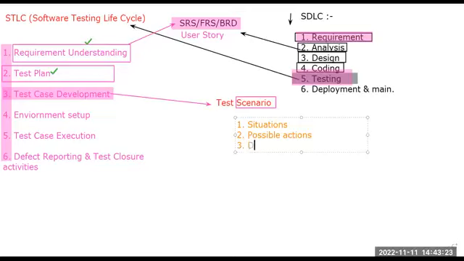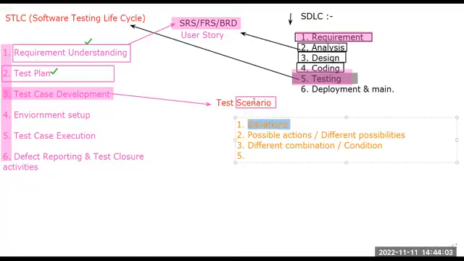I can also say different combinations. It's like a condition, but I can call it a combination. A different scenario is nothing but a situation. Possible action is nothing but different possibilities. In those scenarios, we have different possibilities. What else? Different combination, condition. So, all the different situations we call a scenario in general.